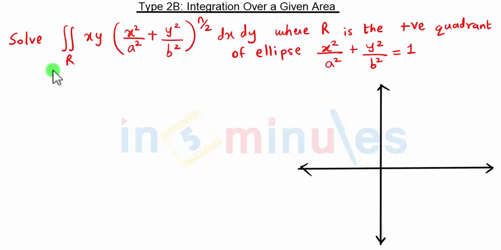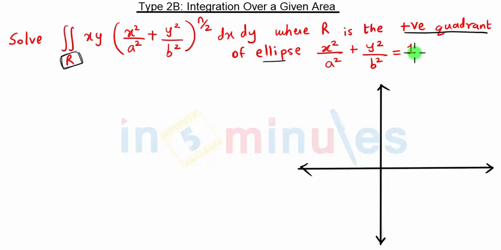So this is our question. If you see, this is a very complex integration and we are not given the limits. Instead, we are given the region R, and the region R is the positive quadrant of the ellipse x square upon a square plus y square upon b square equal to 1.